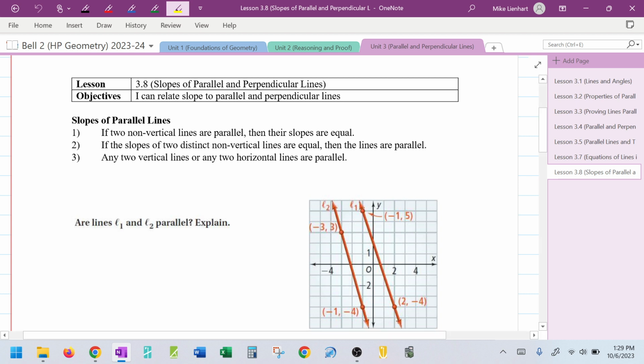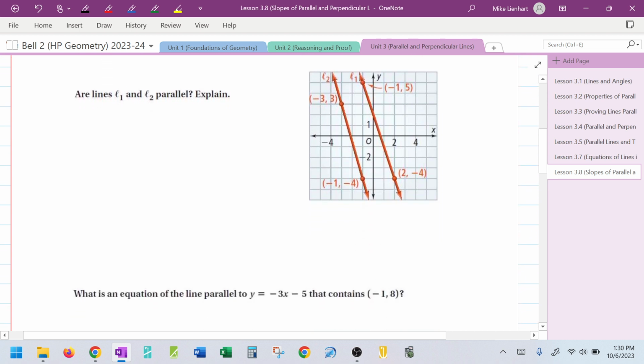So we have for slopes of parallel lines, if two non-vertical lines are parallel, then their slopes are equal, which makes sense. Slope tells you direction that the line moves. If they're both moving in the same direction at the same rate of change, then their slopes are equal and the lines have to be parallel. Notice also it says if the slopes of two distinct non-vertical lines are equal, then the lines are parallel. What's that saying? That's basically just saying the converse of what number one was. And then it says any two vertical lines and any two horizontal lines are parallel to each other.